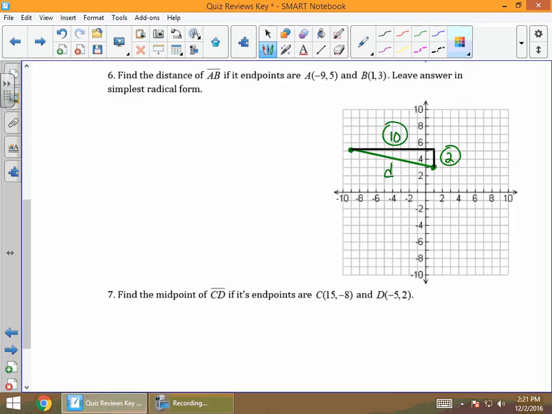D is the distance I'm looking for. So a squared, 10 squared plus 2 squared equals d squared. That is, d is the square root. 10 squared is 100. 2 squared is 4. So the square root of 104. And again, you would have to factor tree that one down. That simplifies to 2 radical 26.